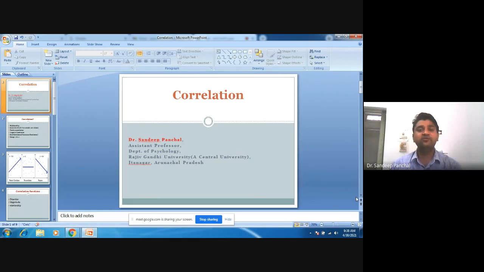Sometimes we are not able to establish cause and effect relationship. In that sense, we just relate the two things. Some of the behavior, we cannot relate the causal effect between them. So in that condition, we have to take the help of correlation analysis. Correlation is very important to understand the relationship between two variables. So let's discuss the meaning and the nature of correlation.